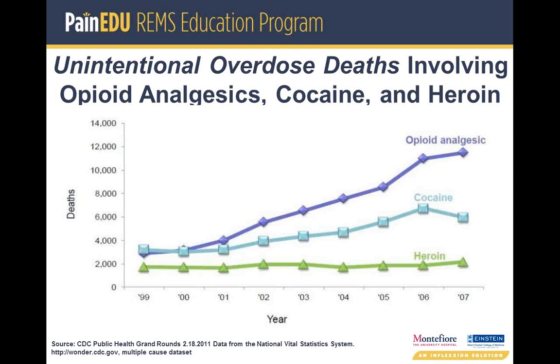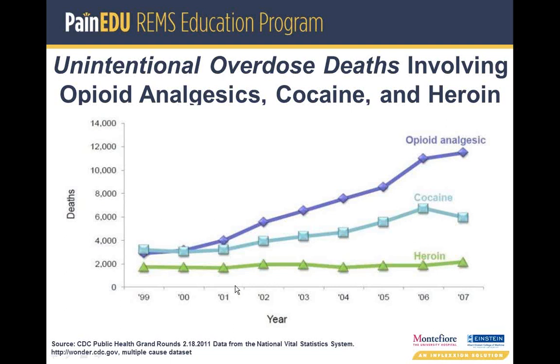Okay, so this is a slide that some of you are probably familiar with. It comes from the CDC, again in 2011, and this is a snapshot of what we looked like at the beginning and the end of the decade of pain control and research. Back in the year 2000, overdose rates were relatively low, and they were relatively consistent between analgesics and illicit drugs.